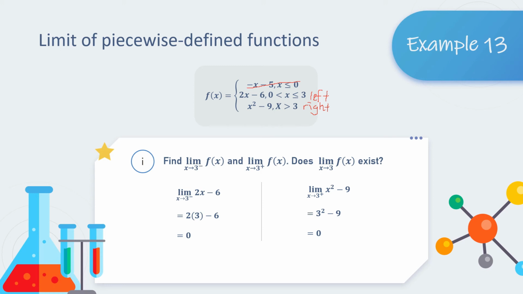Substitute 3 into both functions of x. Since both values of f(x) from the left-hand and right-hand limits are equal to 0, therefore, the limit of f(x) exists.